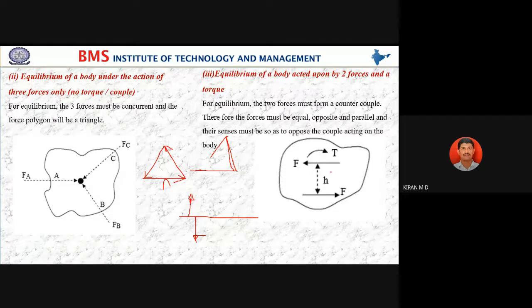Even if it is equal, what will happen? Both are 5 Newton. If it is in the same direction, both positions are the same. If it is in the opposite direction, what will happen? You are pulling the right hand by 5 Newton and pushing the left hand by 5 Newton. So you are going to rotate.